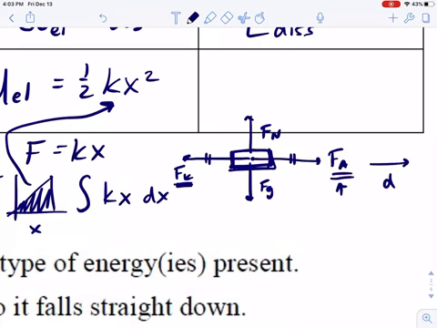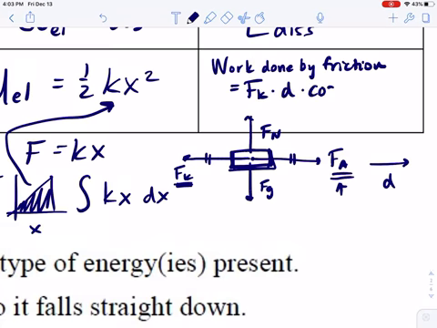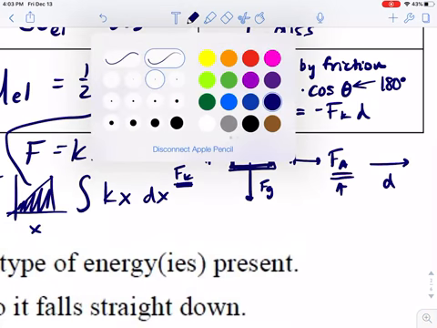In fact, the work done by friction is going to be the force of friction times the distance times the cosine of the angle between the force and the distance. But the angle between the force and the distance is 180 degrees, and the cosine of 180 is -1, so the work done by friction is a negative value. It's negative. Let me get a little more precise here.